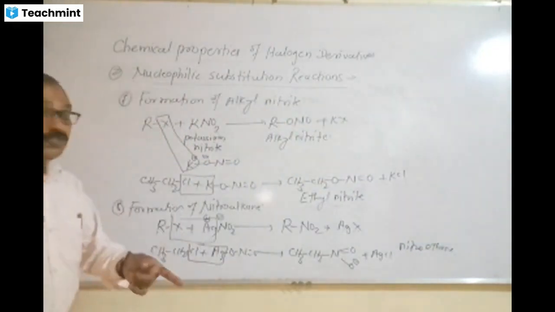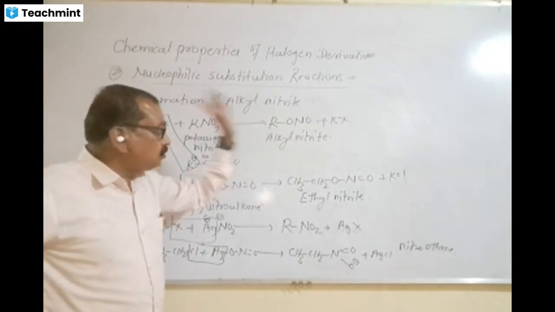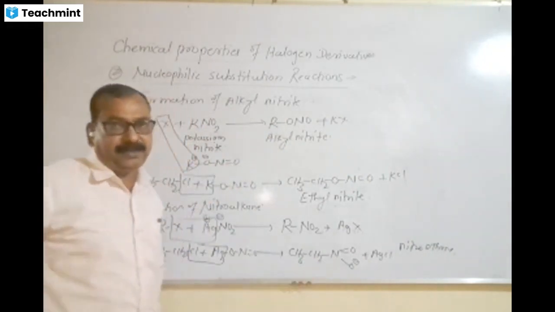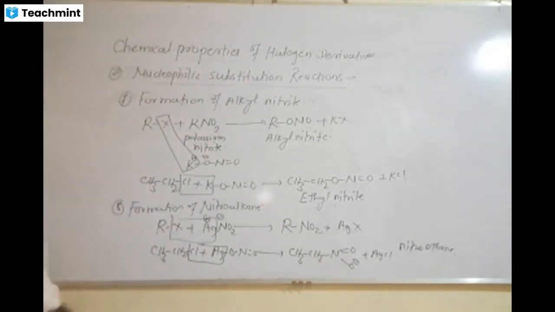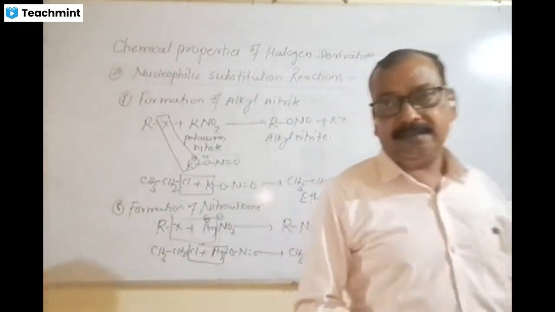Here again you have to find the reason. Why here the bond is formed between carbon and oxygen atom, and here the bond is formed between carbon and nitrogen atom. Nucleophilic substitution reaction. How many reactions did we explain? Total 8 reactions explained.